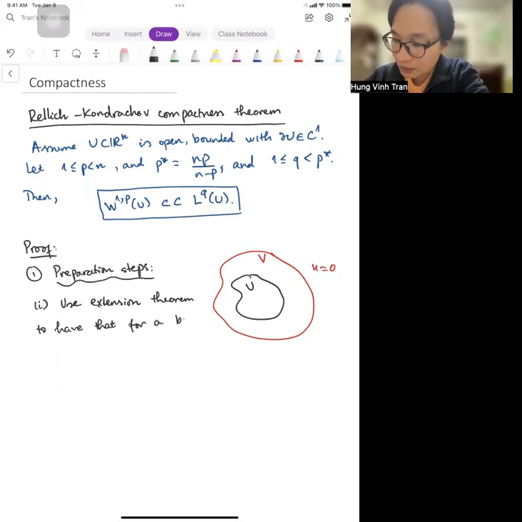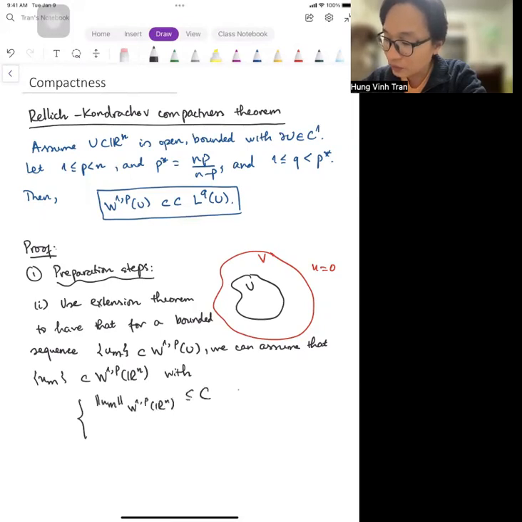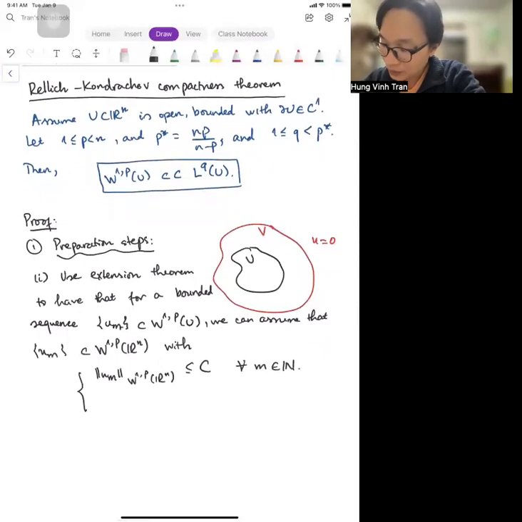for a bounded sequence u_m in W^{1,p}(U), we can assume that u_m is in W^{1,p}(R^n), with two points. The first thing is that u_m, even extended to the whole space, is still bounded by a constant for all m. And the second thing is that the support of u_m is in V, so it's compactly supported. That was the first step we did in class.